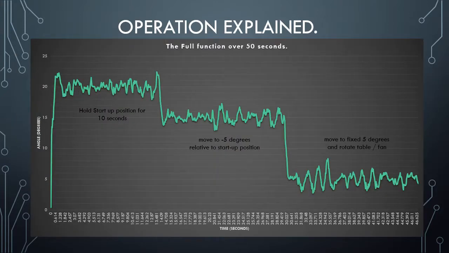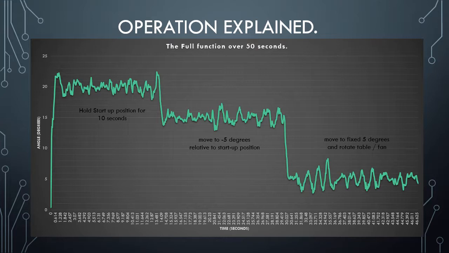Below is a graph of the full function of my fish, including both test 1 and test 2 from the assignment. On startup, the fish moved to an angle of 20 degrees and maintained this position for 10 seconds. I allowed 3 seconds for settling time, however this may have been too long.